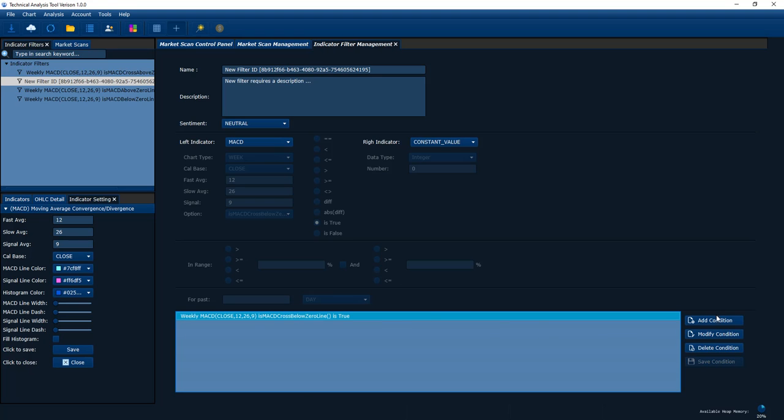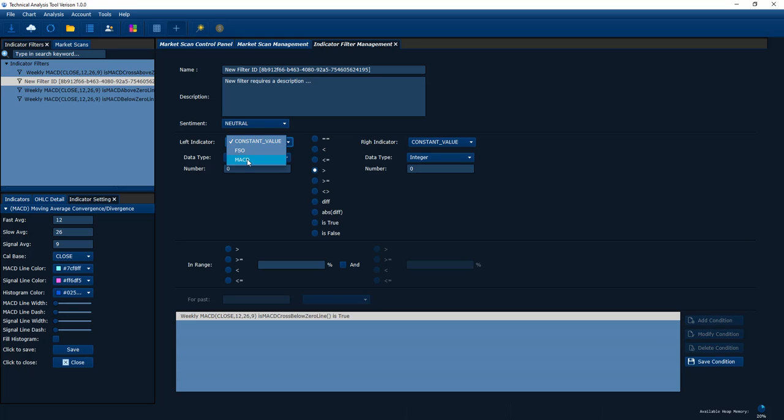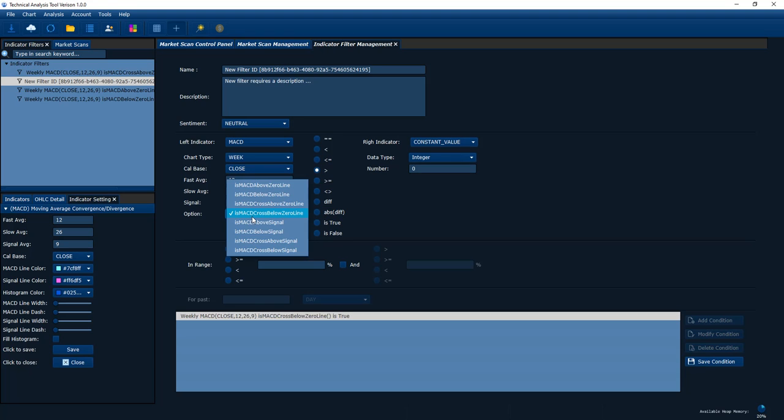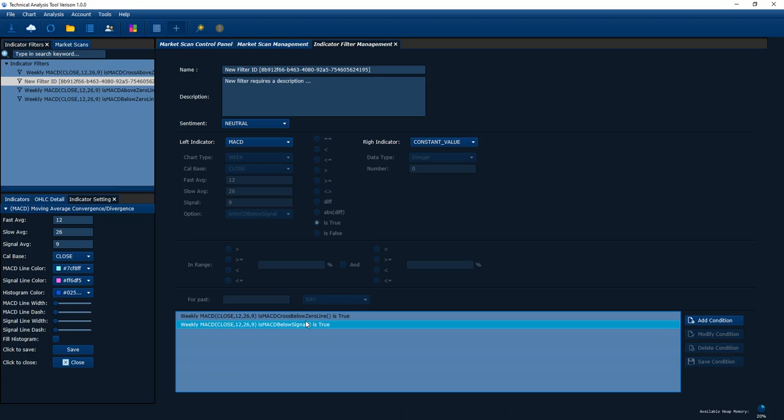How about we add another one? We added one more extra condition, and this time we require the MACD line also to be below the signal, right? So this week it is moving cross below the zero line, but also the MACD line has to be below the signal, which adds one more layer of bearish phenomenon in this type of scan. So let's see what we can get from the market scan.